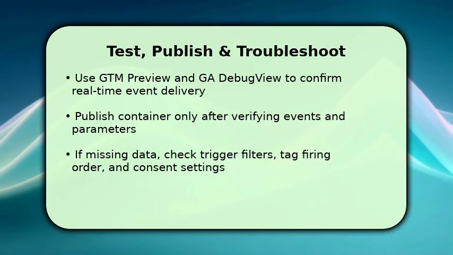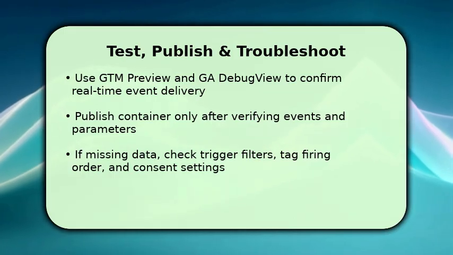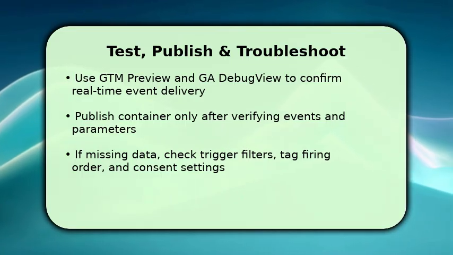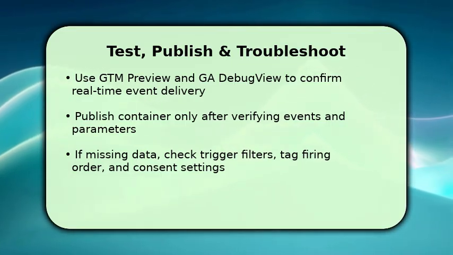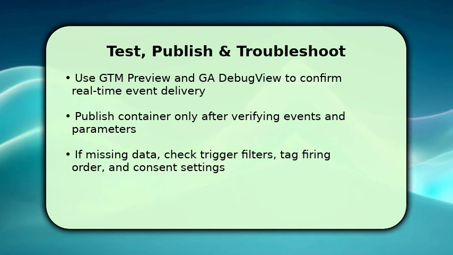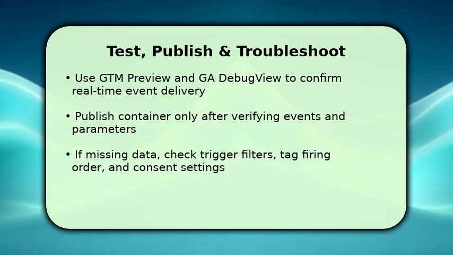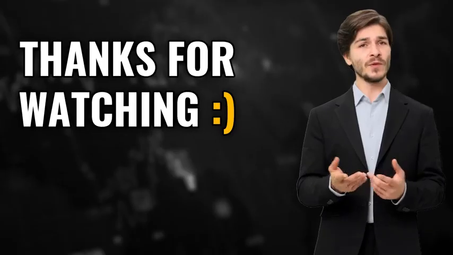If events don't appear, first recheck trigger conditions and variable values, then inspect tag sequencing and any consent or blocking scripts. Finally, clear caches or use an incognito window to rule out caching. One key tip: enable detailed debug view to see payloads and quickly pinpoint mismatches.